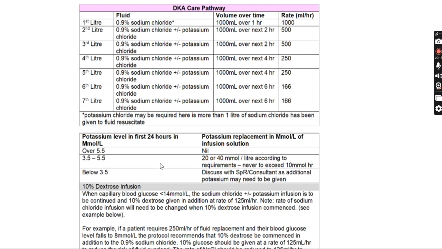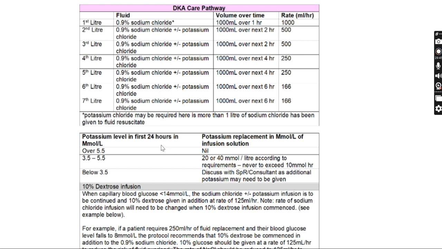No potassium if potassium is above 5.5; 20 millimole, or maybe 40 millimole, if potassium is between 3.5 and 5.5; and 40 millimole if the potassium is less than 3.5. You may need a more concentrated potassium in a shorter duration of time through the central line in the high dependency setting.